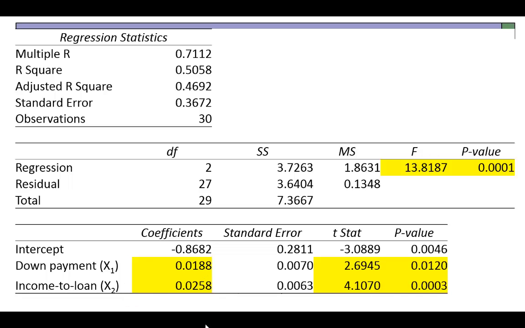In the same vein, we find here that B2 is equal to 0.0258, suggesting that a 1% increase in the customer's income to loan ratio raises the approval probability by about 0.0258, so that there is a 2.58% chance of the loan being approved with a 1% rise in the income to loan ratio. And these are all statistically significant at the 5% level.